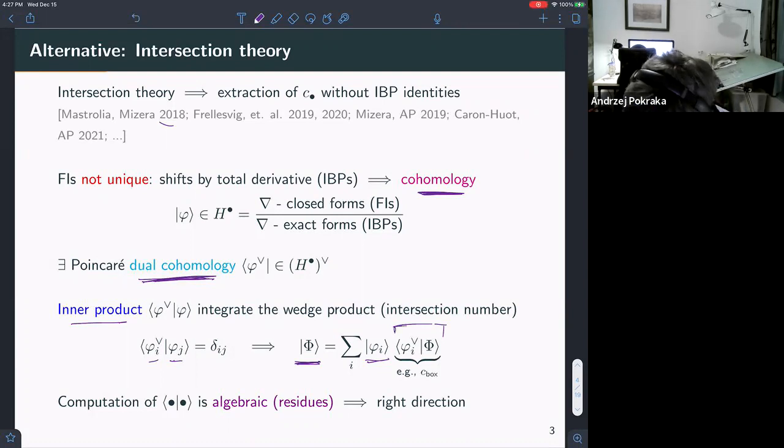And moreover, this inner product is an algebraic operation. It's just a bunch of nested residues. So intersection theory already tells us that we're on the right track, in the sense that we can compute these c's as residues. It's just a bunch of residues. Okay, and the thing that we have to understand is what is the dual space and how do cuts fit into that.